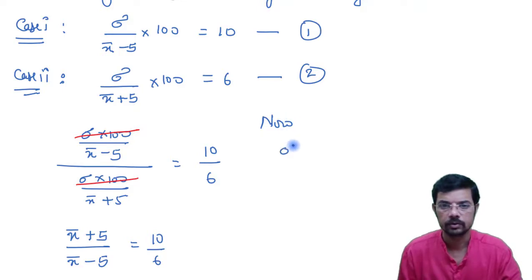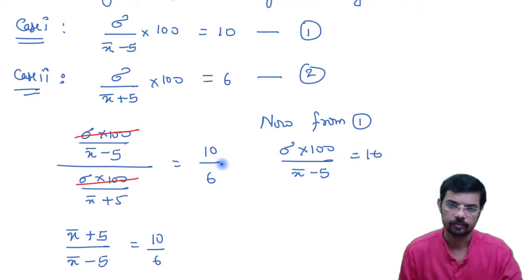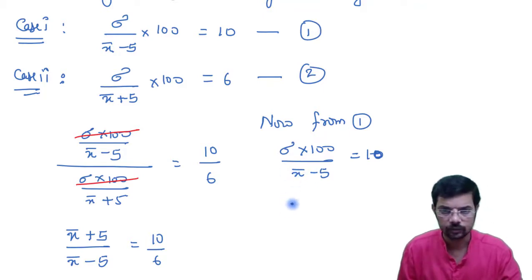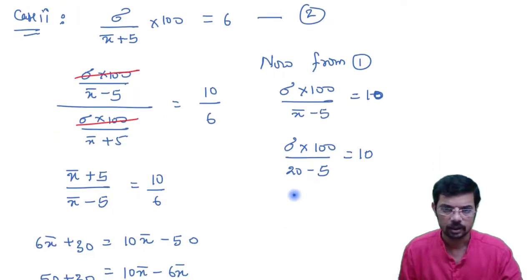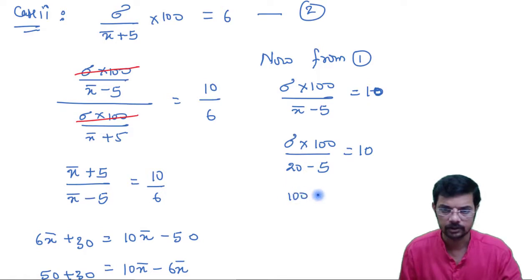Now we have the first equation. From the first equation, what we have is sigma into 100 divided by x bar minus 5 is equal to 10. Now substituting the value of x bar, which was 20, we have sigma into 100 divided by 20 minus 5 equal to 10. So what we have here is 100 sigma divided by 20, minus 5 is 15, equal to 10.